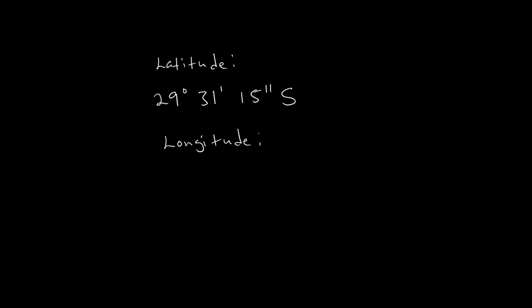Now let's write the complete coordinates. Always remember this rule. Write the latitude first and the longitude second. So our final answer is 29 degrees, 31 minutes, 15 seconds south, 30 degrees, 16 minutes, 38 seconds east. Let's read that once more. Latitude, 29 degrees, 31 minutes, 15 seconds south. Longitude, 30 degrees, 16 minutes, 38 seconds east. And that gives us the exact coordinates of spot height 1124.